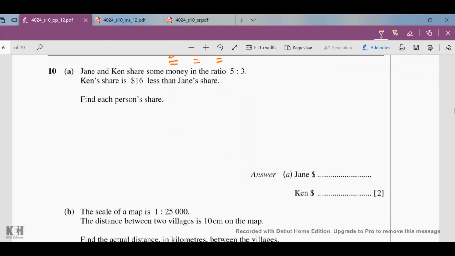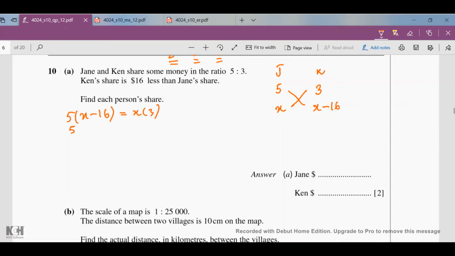Okay, Jen and Ken share the money in this ratio. Okay, in this part, Jen and Ken have the ratio 5 and 3. Ken's share is 16 less than Jen's share. Okay, Jen's share is x, and this is x minus 16. I mean 16 less. And it's very simple to do the cross multiplication because we are finding the ratio. When one is increased, the second is also increased. So I'm solving here. 5 times x minus 16 and x multiplied by 3.